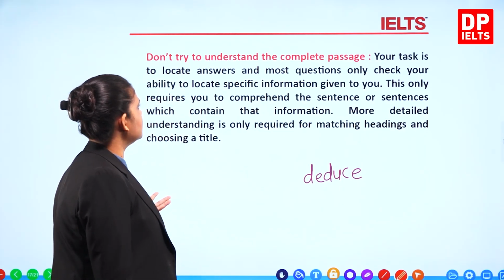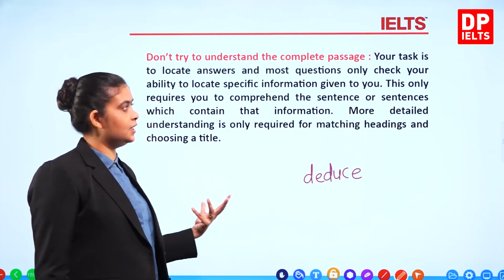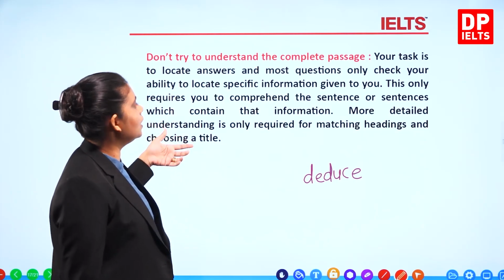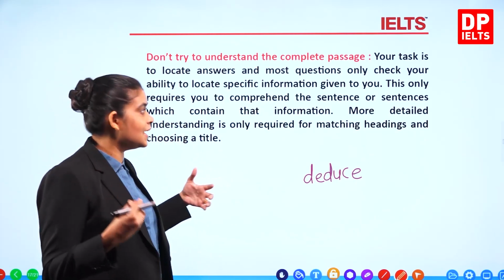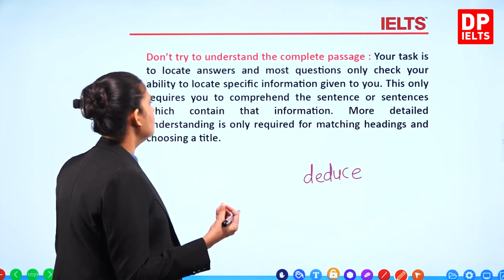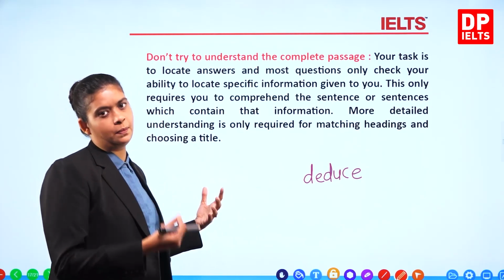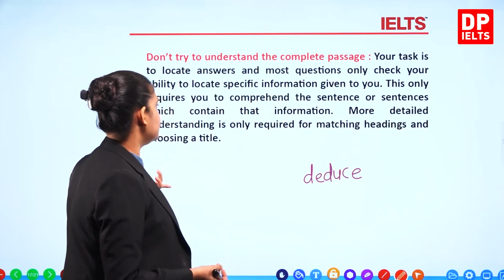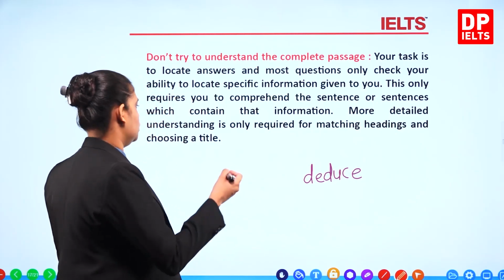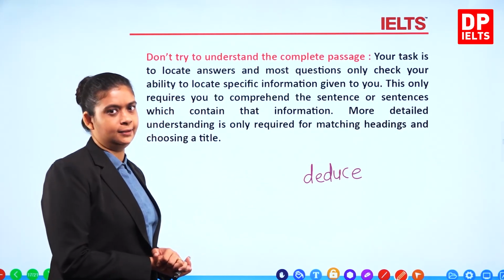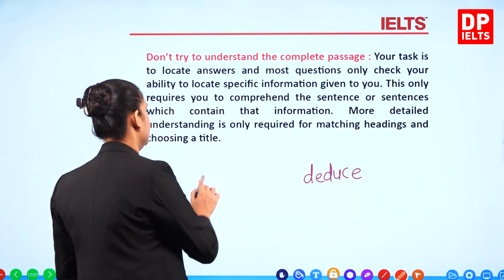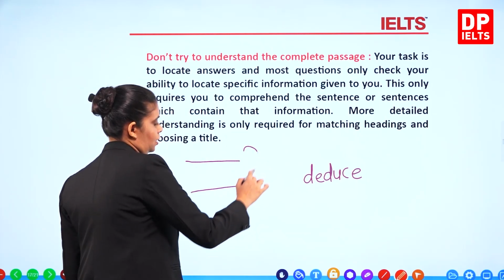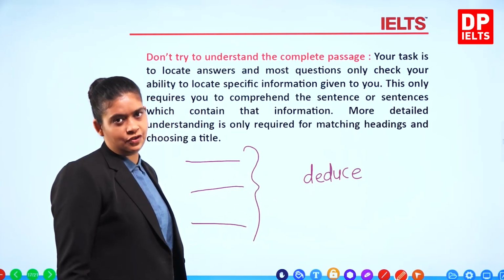So your task is to locate the answers, and it's not for you to understand everything. This only requires you to comprehend the sentence or sentences which contain a specific part of your keywords. More detailed understanding is only required for matching headings or choosing a title. Then you would read a sentence right on top, a sentence in the middle, a sentence at the end to understand what this passage is about.